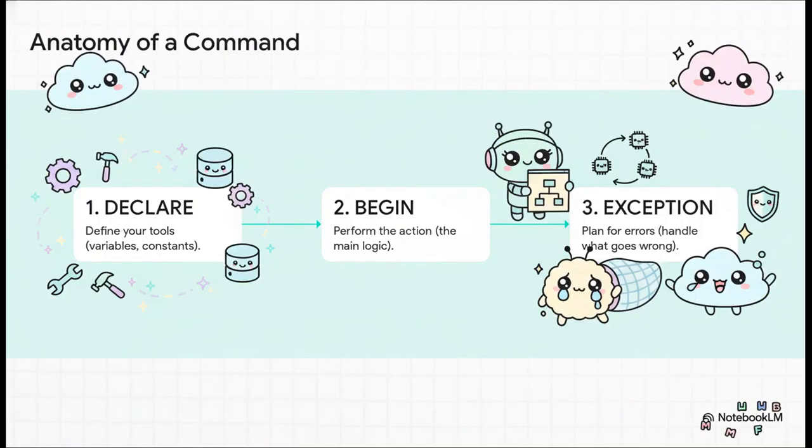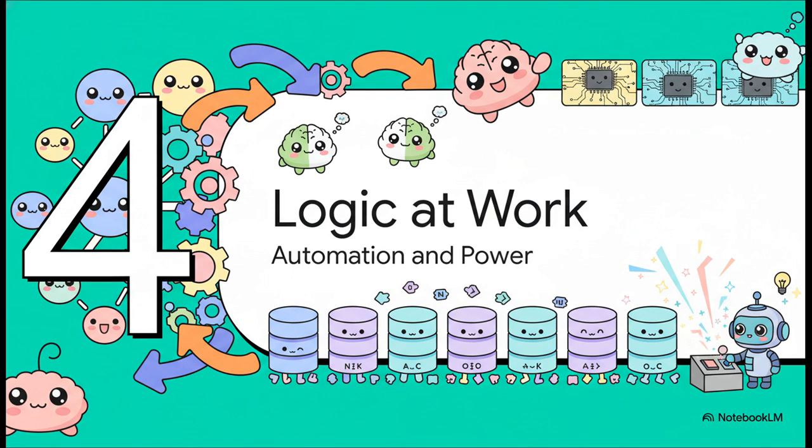And the way you write it is actually super logical. It's not scary at all. First, you declare your tools. You get all your variables and things ready for the job. Then, you begin the main action. This is the doing part, where all your main logic goes. And then, and this is so important, you plan for exceptions. You tell the database exactly what to do if something goes wrong. No surprises.